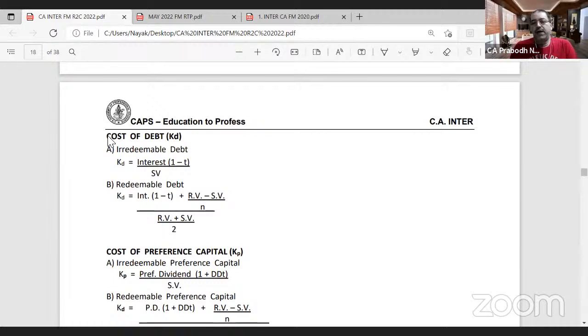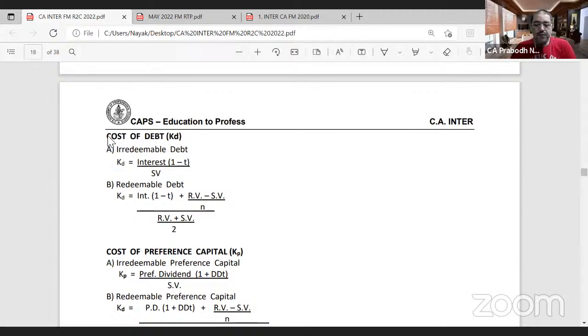Then the redeemable debt is there, where you will be paying a part of the principal and a part of the interest also. Or you may be paying the entire amount of principal at the maturity date, but interest is payable on a regular basis. When you make the payment on the maturity date, you may be paying more than what you have received. If your issue price was something like 110, you may redeem at 125. So the difference between the redemption value and the subscription value becomes an additional cost for the company, because the company is paying more than what it has received. So it becomes an additional cost for the company, which will be divided over the number of years for which the debentures are issued. So it will be interest net of tax plus RV minus SV upon N, where N is the number of years, divided by average investment, which is RV plus SV upon 2.